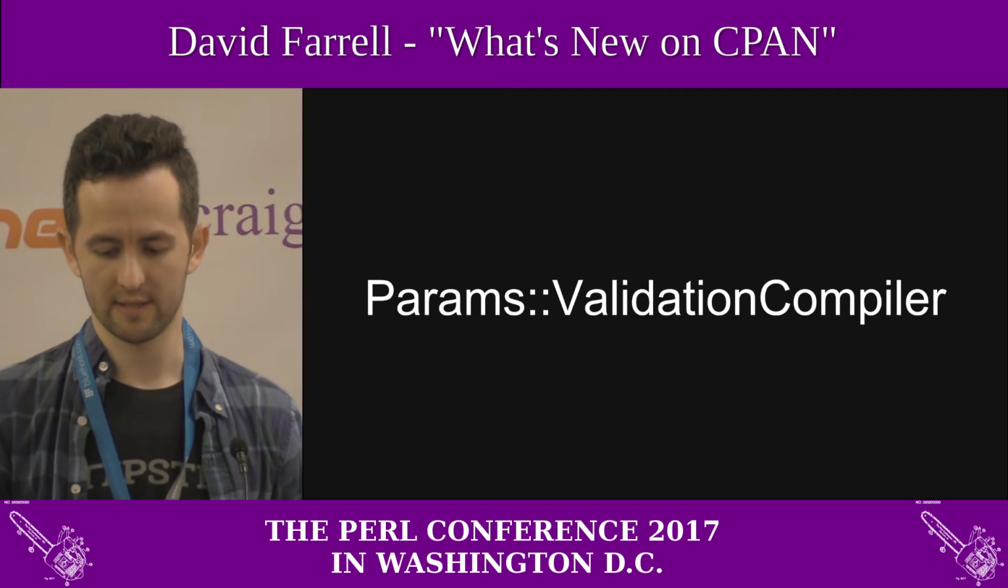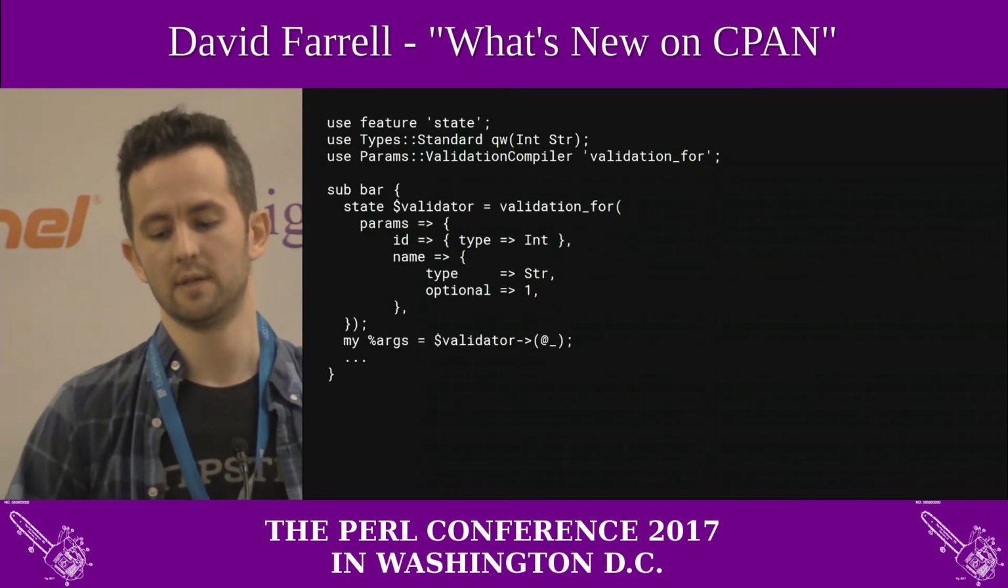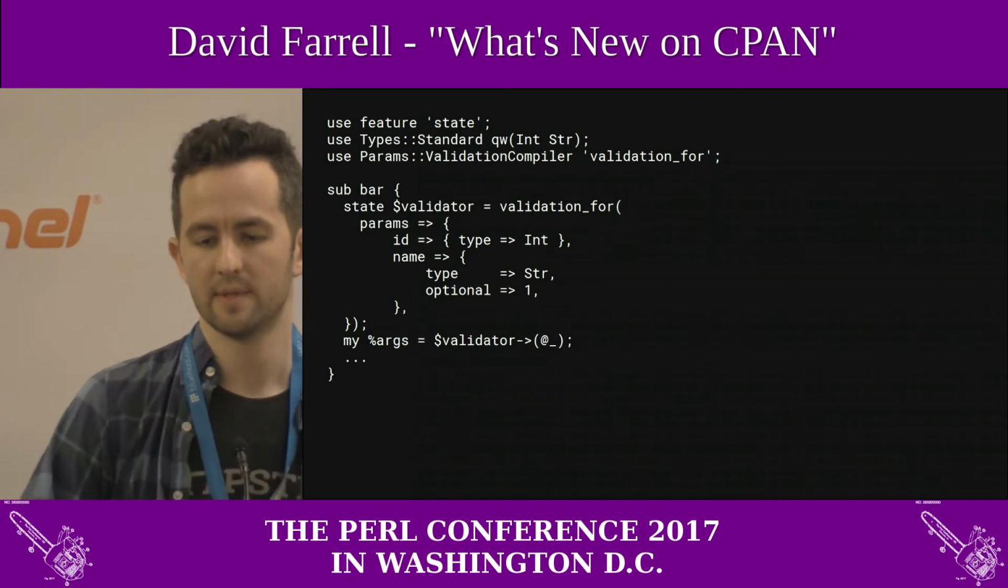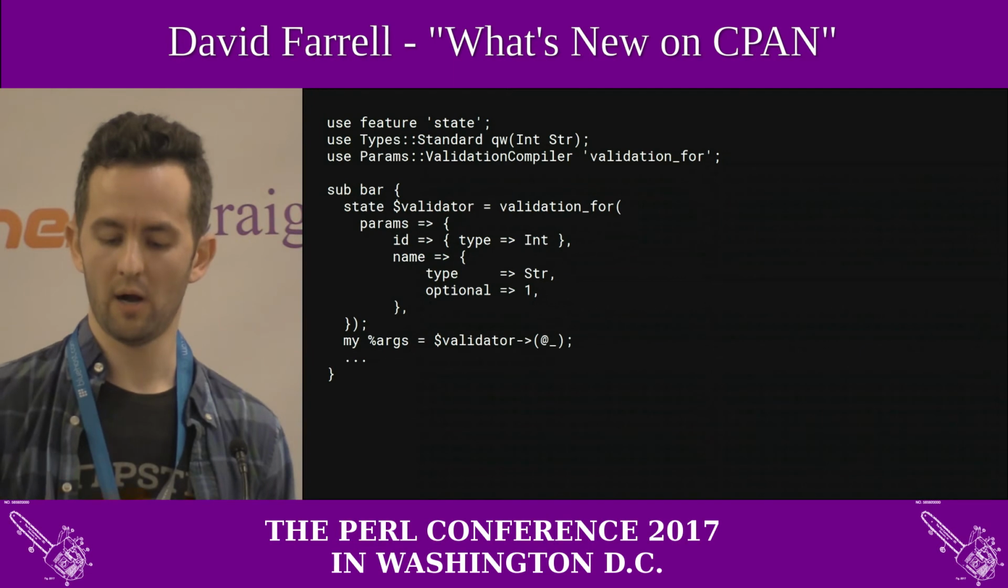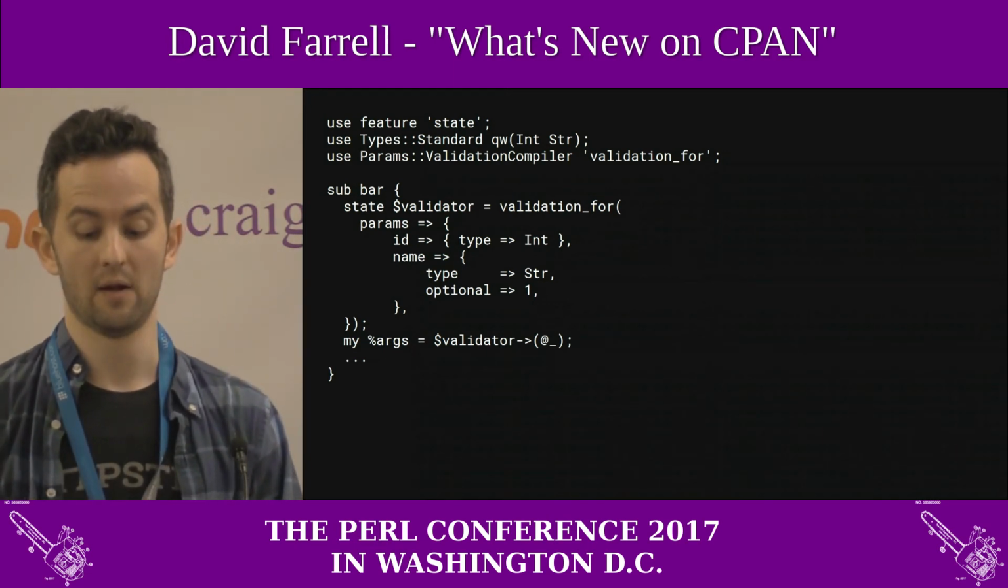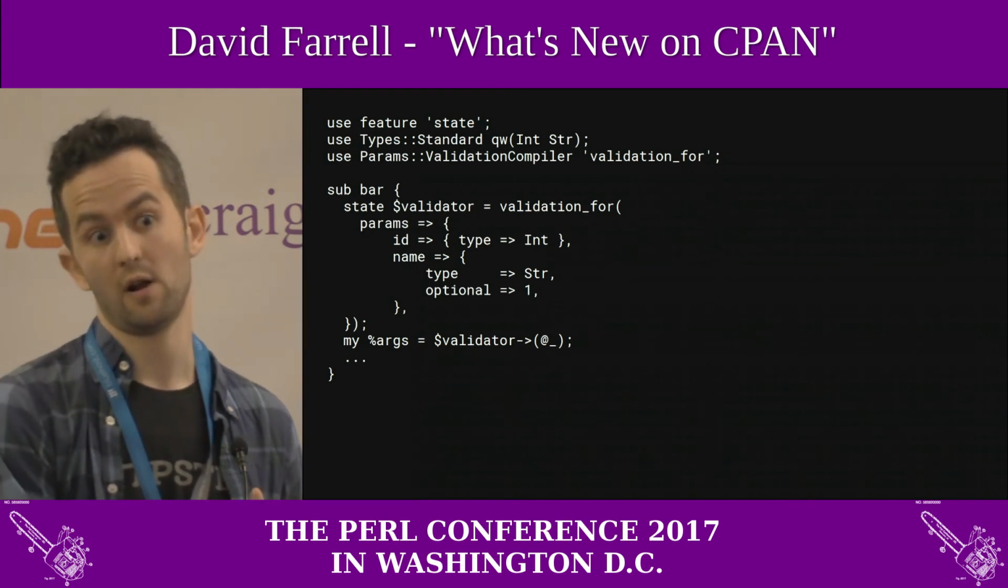Okay, params validation compiler. Dave Rolski mentioned this in his lightning talk yesterday. I think it's really cool for 2 reasons. One, it uses Moose or type standard, type tiny types. And 2, it compiles the validation routine down that you can reuse over and over again. So it's very fast, right?